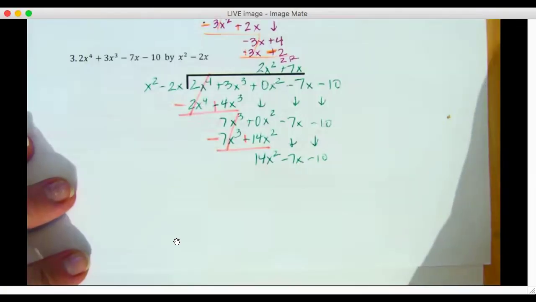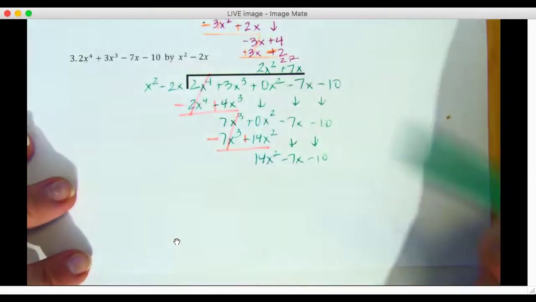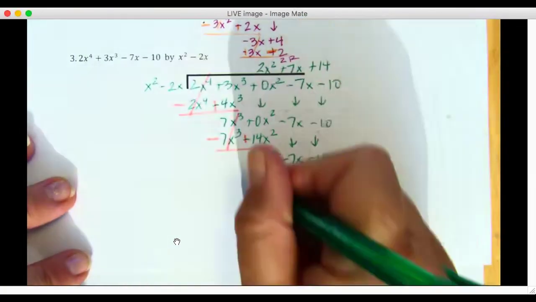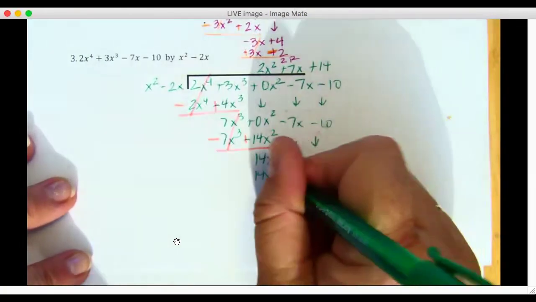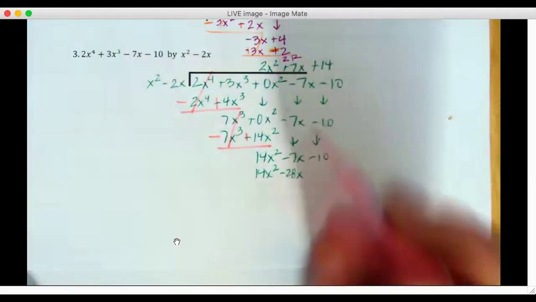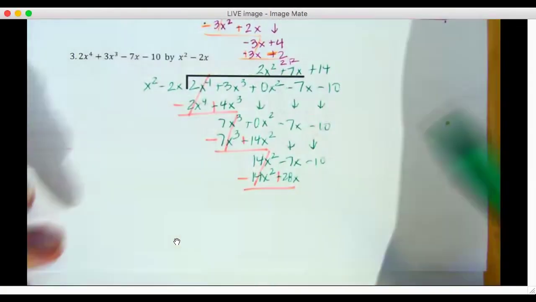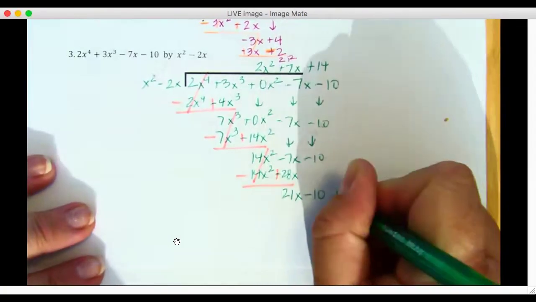And we go through this process one last time. X squared times what gives me 14x squared, and that would be 14. 14 times x squared is 14x squared. 14 times negative 2 is negative 28x. And then we are subtracting, so signs switch and those cancel. And I'm left with 21x minus 10, and that is my remainder.